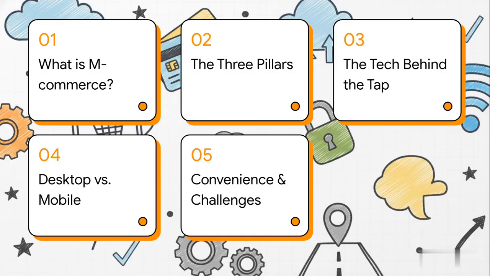All right, so here's our game plan. We're going to start with the basics. What even is m-commerce? Then we'll look at the three main pillars that hold it all up. After that, we're diving deep into the tech that powers it all, comparing it to old-school e-commerce, and then we'll wrap up with a real-world look at the good and the, well, not so good.